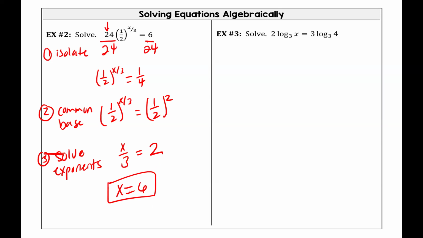So x has to be 6. The tricky part is going to be making them have the same base. Whenever there's two fractions of the same base, they just automatically cancel. Once your bases are the same, all you're left to do is worry about the power. This is where the unknown is. Just worry about the power. Solve exponents.